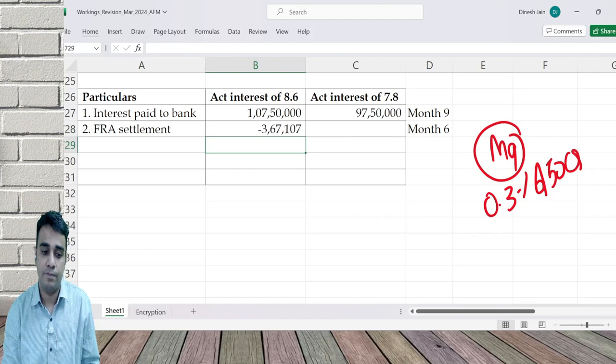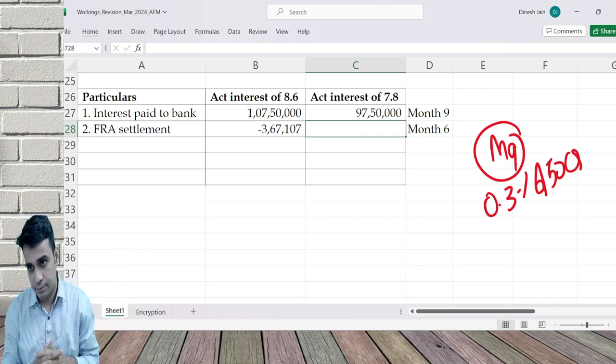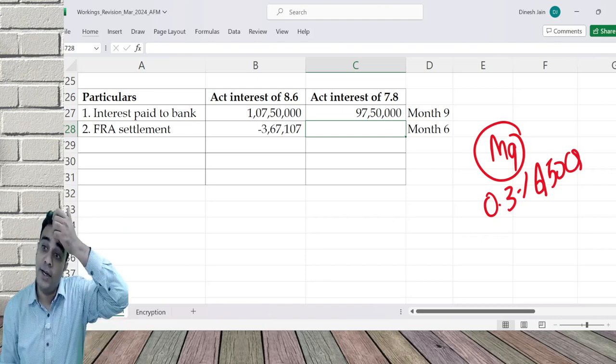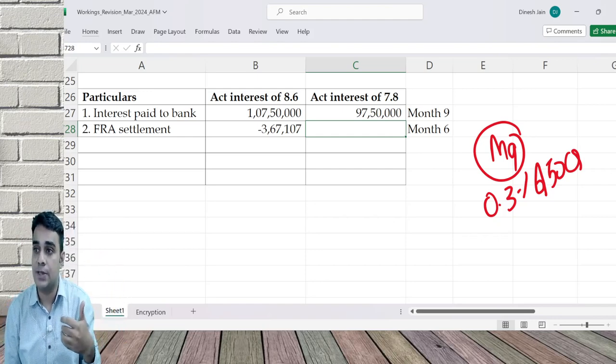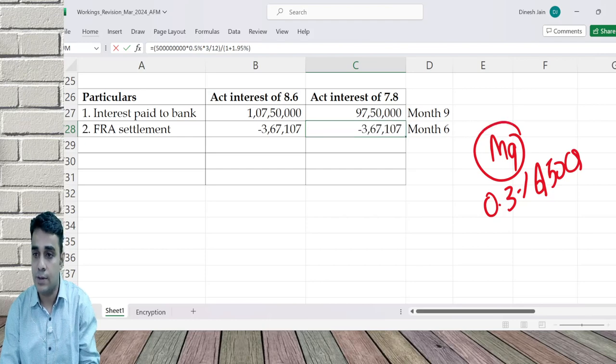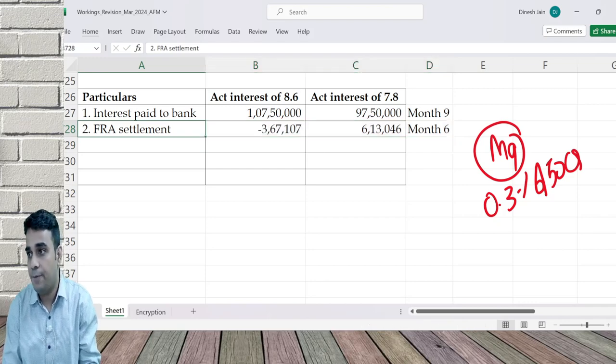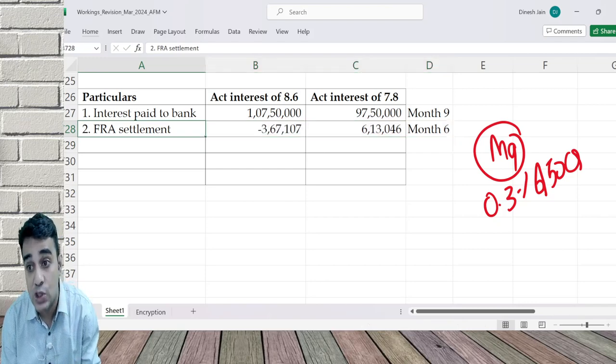Write this amount. I'll show you what happens if you don't do discounting in a minute. If actual interest is 7.8, should I give compensation or receive compensation? How much percentage I have to give? 0.5. Discounted by what rate? 7.8 for 3 months is how much? Any doubts on this? So this is my settlement of FRA, which you need to discount by the actual rate.